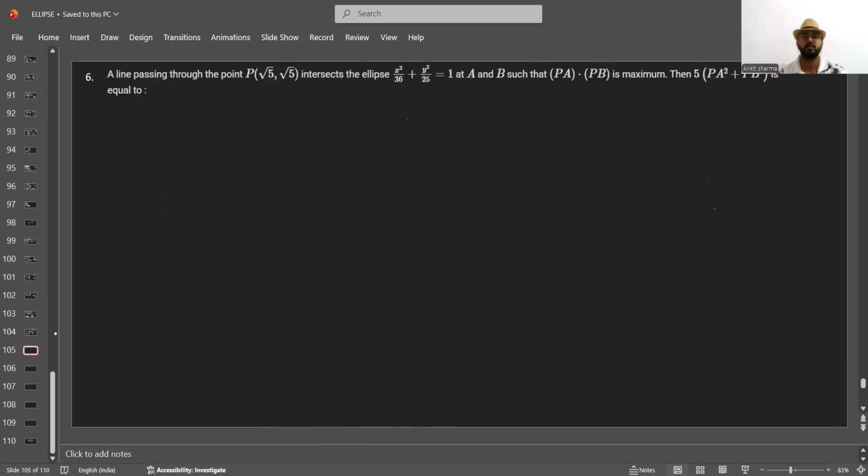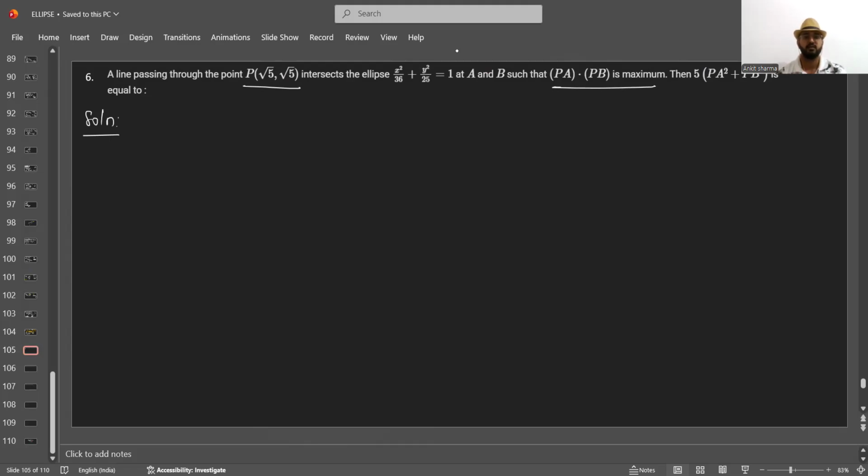Come to the next one. So we now have a line passing through the point P, root 5 comma root 5, which intersects the ellipse at A and B, such that PA into PB is maximum. Then what is 5 times PA square plus PB square?